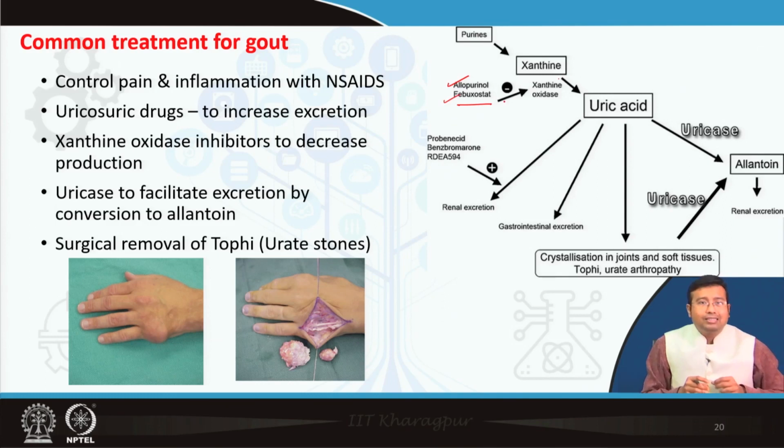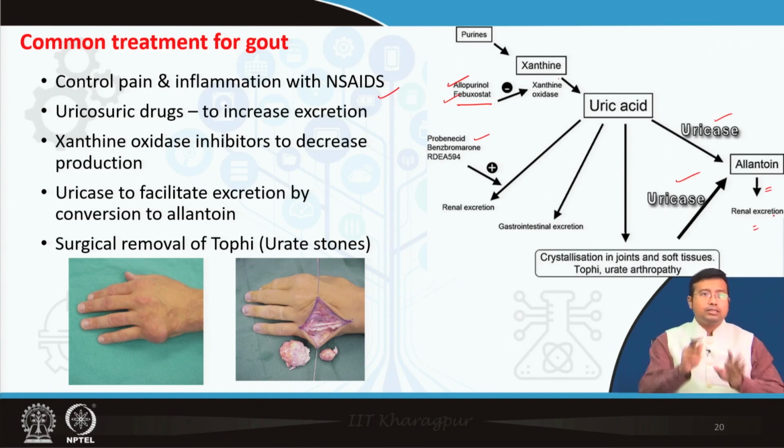apart from lowering the uric acid level, we also need to control the pain and inflammation with the help of non-steroidal anti-inflammatory drugs. We can also use uricosuric drugs like probenecid, etc., to increase the uric acid excretion, right. Next, those patients that do not respond to traditional therapy have recently been targeted with this drug, that is pegylated uricase. Uricase, what it does, it actually converts uric acid to allantoin, which is easily excreted via the kidney. Not only that, the tophi can also be surgically removed.